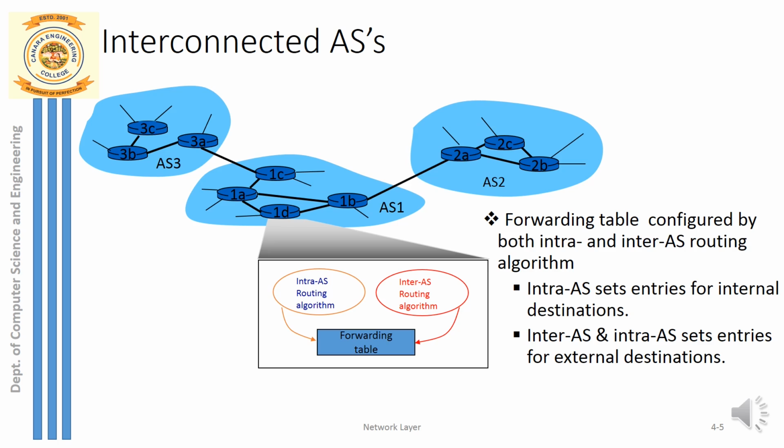Now let us see how messages or packets are transferred between multiple autonomous systems. In this diagram you can see three autonomous systems: AS1, AS2 and finally AS3. You can have a look at each individual autonomous system. In autonomous system 1 there is a group of four routers.